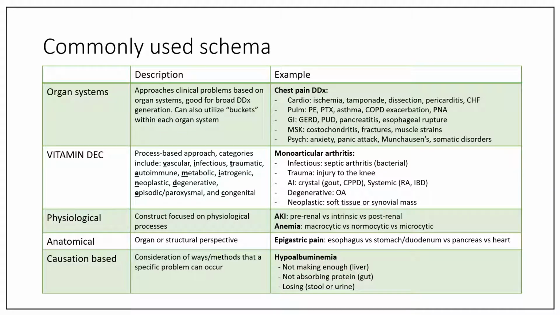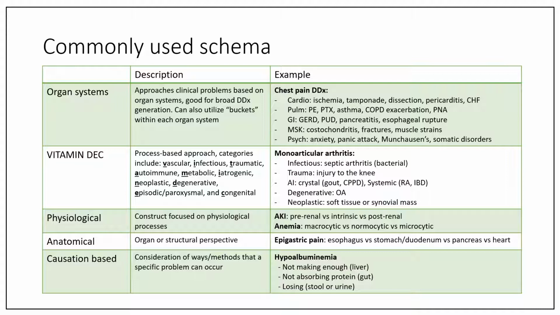This slide depicts the first 5 of 8 commonly used diagnostic schema. The first schema listed is the classic and self-explanatory organ system approach, which is particularly useful for generating a very broad differential diagnosis. The second schema listed is called vitamin DEC. This is a processes-based approach where the schema is actually a mnemonic. UCSD students tend to be really strong at vitamin DEC since it is greatly emphasized in our neurology courses.